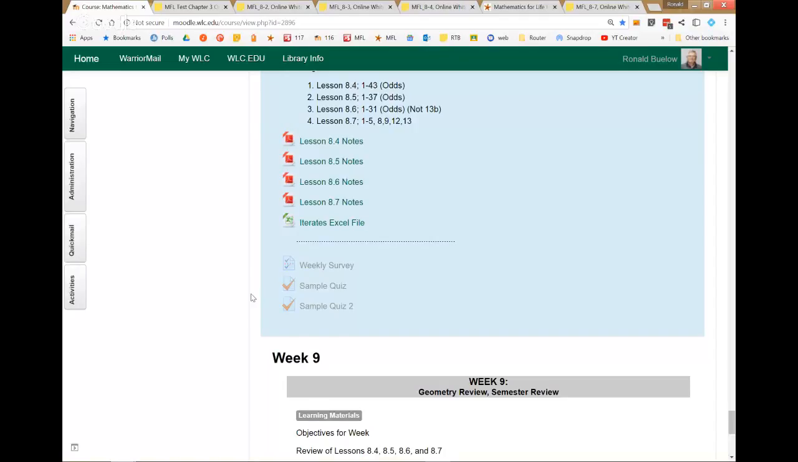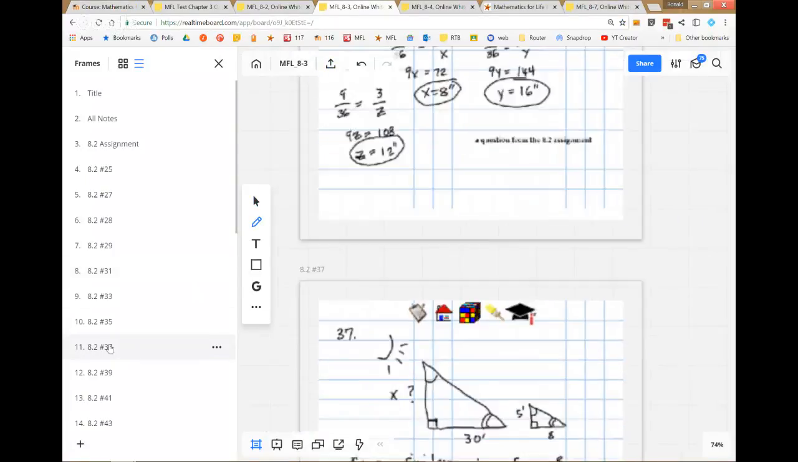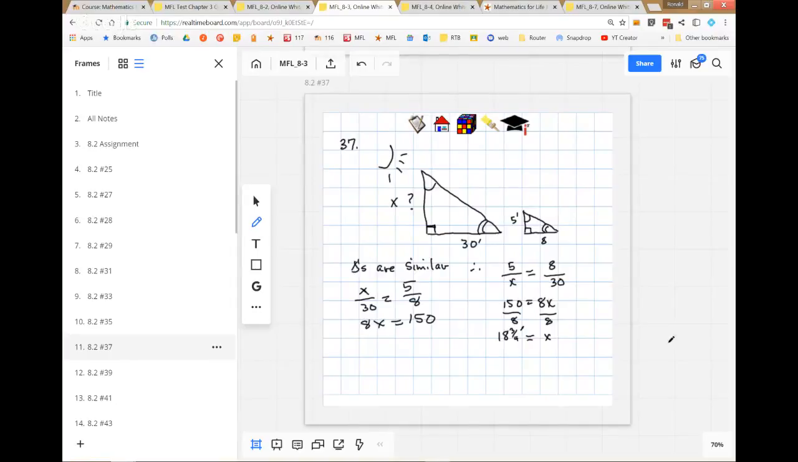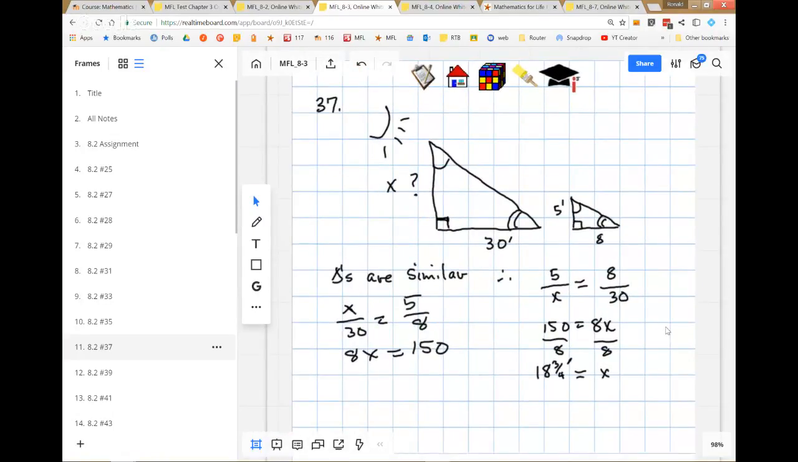Do you think that we could actually do lesson 8.2, number 37? Sure. 8.3 was really easy, right? Yeah, perimeter and circumference should be pretty easy. Okay, here's 37 on 8.2.